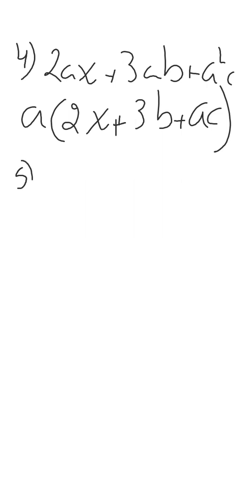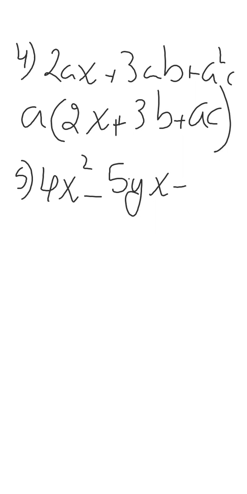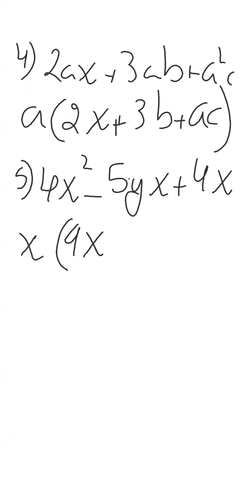Part 5, 4x squared minus 5yx plus 4x. Similarly, the common factor is x. x appears in all 3 terms, so x as a common factor. With respect to the first term, we have x squared. Take from it x, so we still have 1x, so it's 4x minus 5y plus what finally? 4.